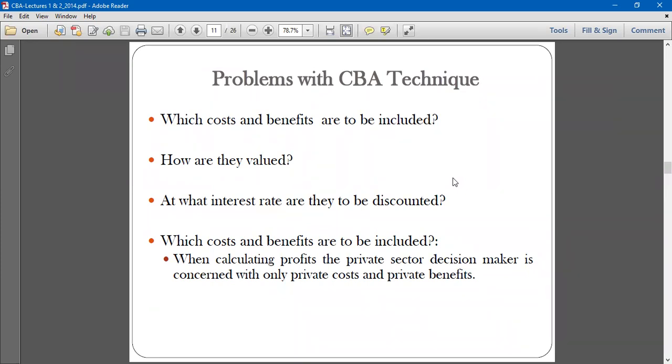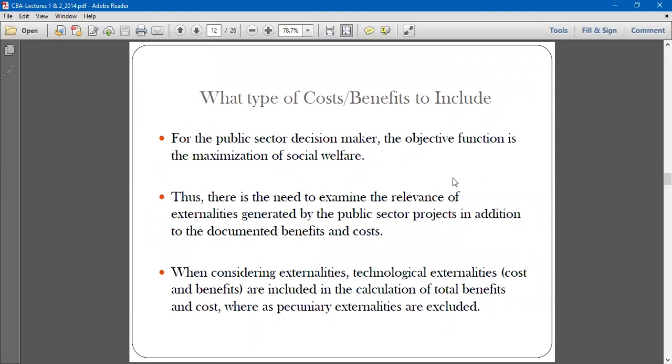So as compared to private sector decision making, there you only compare your private cost to your private benefit. Those ones we should be able to do. But for CBA, public CBA, we are talking about the whole society. So we are talking about social cost and social benefit. Getting everything is not easy to do. Okay, so these are some of the challenges that we face.